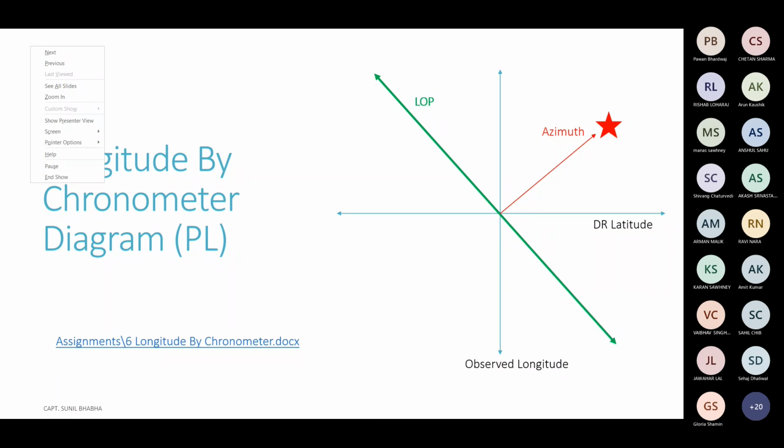So since we have a reference point known to us, DR lat and observed long is what we know, we apply that run on this point. The intention is not to transfer the observed long, the intention is to transfer the PL.